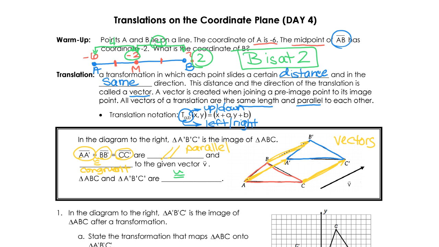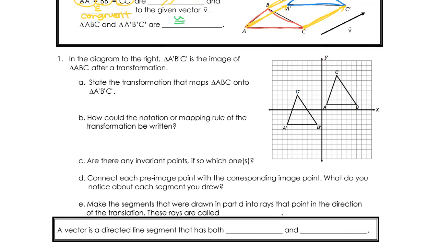All right, coming down to number 1, it says in the diagram, to the right, triangle A prime, B prime, C prime is the image of triangle ABC after transformation. They want you to state the transformation that maps the triangle onto the other one. Okay, so what we're going to do is look at one of our pre-image points, let's say A, and we'll look at the image point.